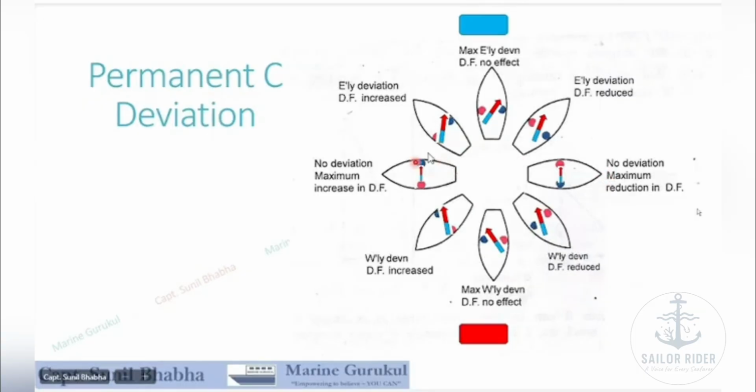And we have the exact situation on the westerly heading also. The only difference is the blue pole of the ship goes to north of the compass needle, and the red pole of the ship goes to south of the compass needle. Again, they are falling exactly in line with the magnetic field of the Earth, generating no deviation. So no deviation is generated on westerly heading also.